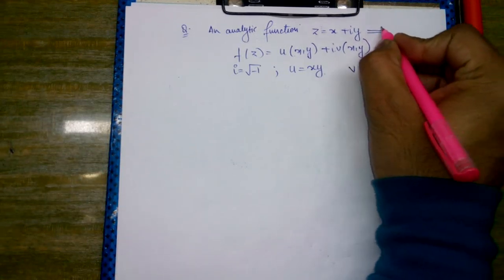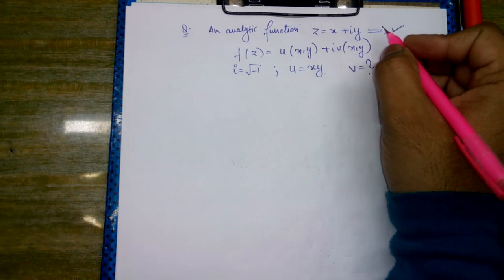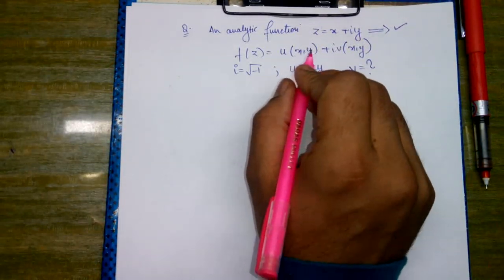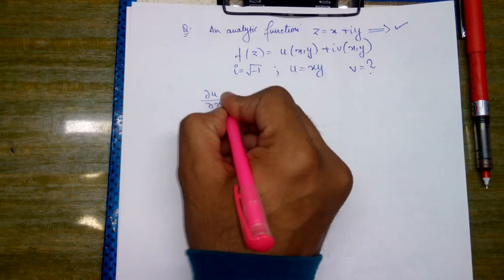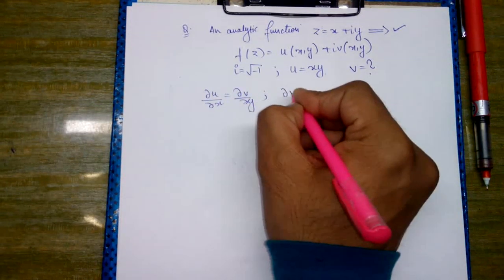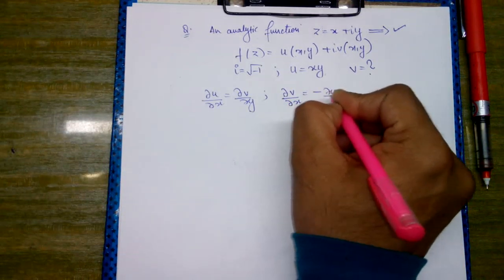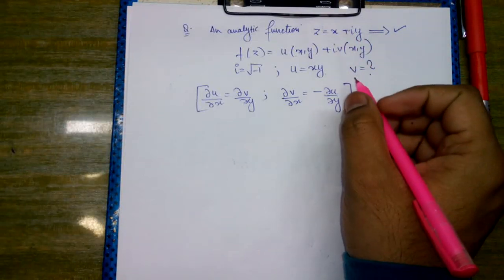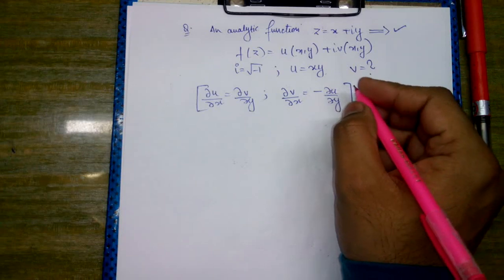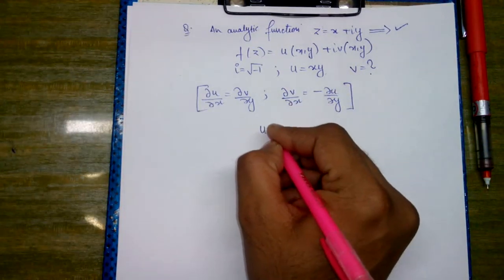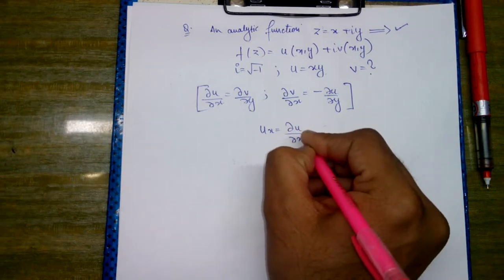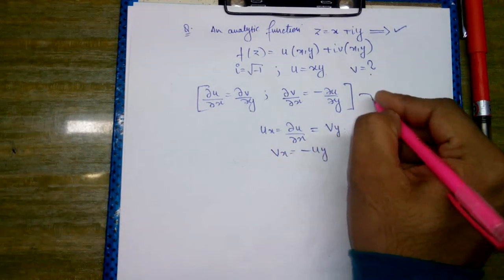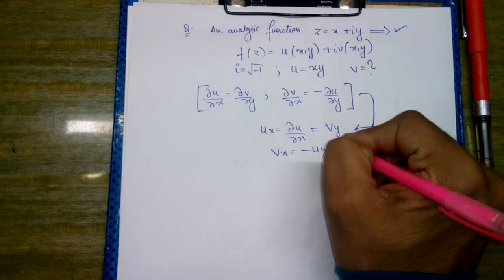Now since this has been given analytic, it means it will satisfy the Cauchy-Riemann equations. So we have been given that it is an analytic function, so del u upon del x is equal to del v upon del y, and del v upon del x is equal to minus del u upon del y. So these equations need to be satisfied if this function has to be an analytic one. So what we will do is we have ux, that is simply del u upon del x. This is equal to vy, and vx is equal to minus uy. This is nothing but these equations have been written in this form.